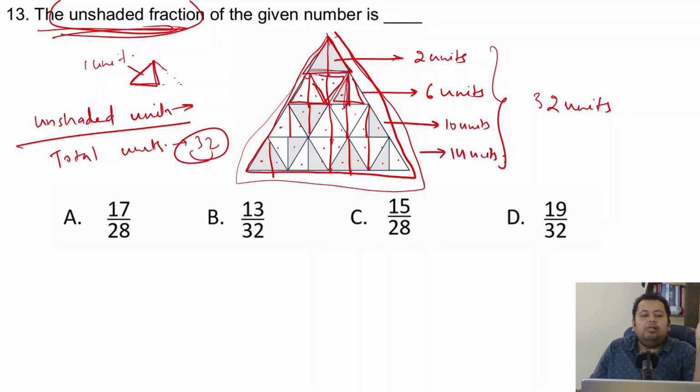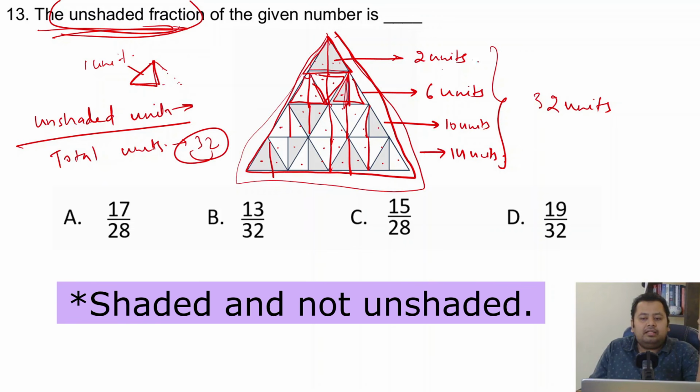Now we just need to find out how many units of unshaded there are. Both the units here are unshaded, right? So all 2 here is unshaded. How many unshaded portions are there over here? There is only one unshaded over here, right? So here only one unshaded. How many unshaded units are here? There is one, this is two, and this is three. Correct? I hope I'm not missing anything.